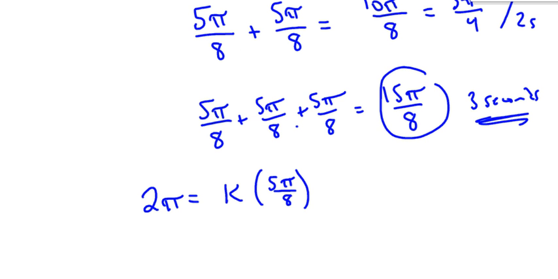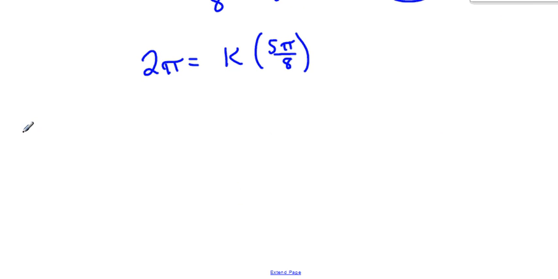2 pi is equal to some number of rotations by 5 pi over 8. So 5 pi over 8, I want that to happen a certain number of times to get to a full rotation. And again, k is just standing in for how many times. I know that it's about 3 because of the logic I did up here, but I'm not sure how many. So k represents that number I'm looking for. So how do I find k?